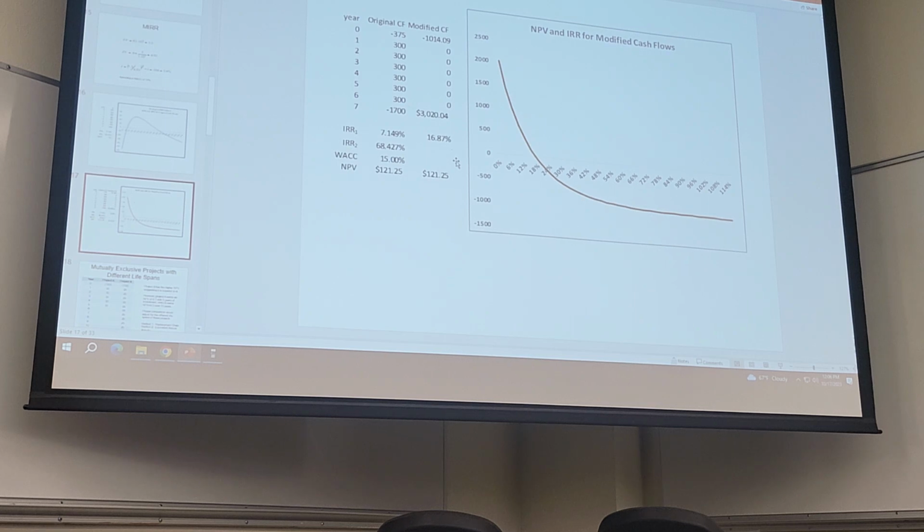So when do you use this rule? You use it for a given project that has multiple sign changes, and you want a rate of return, an IRR, instead of an NPV. That's when you use this. And what we're doing is we're modifying the cash flows and then computing an IRR and using the regular IRR rule. Let's do one last thing.